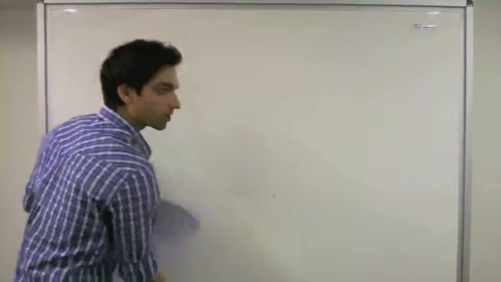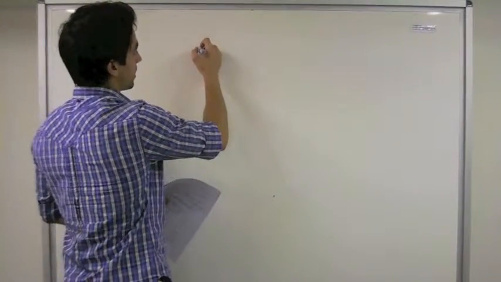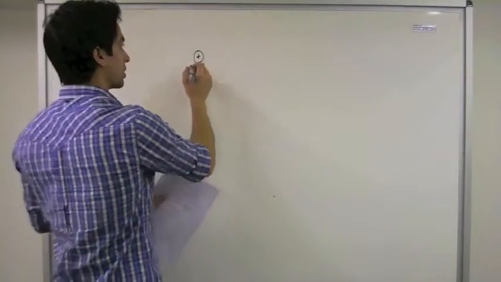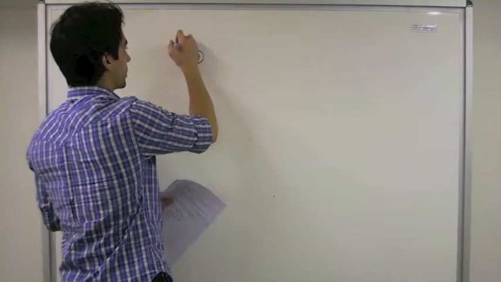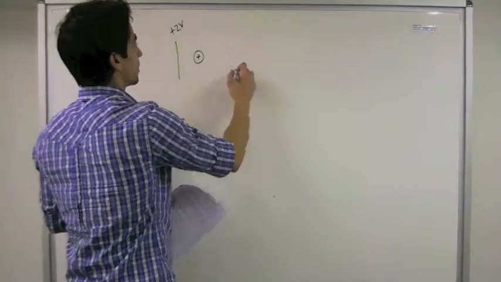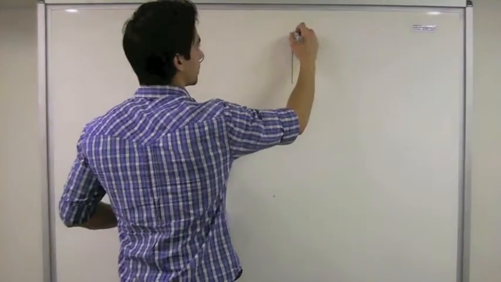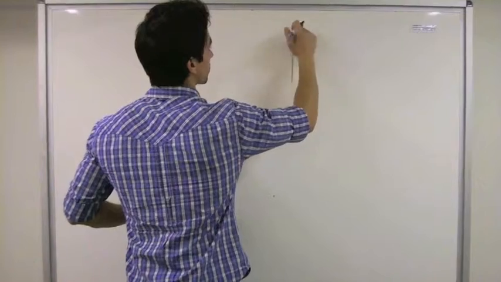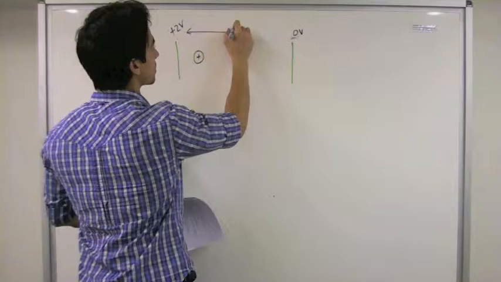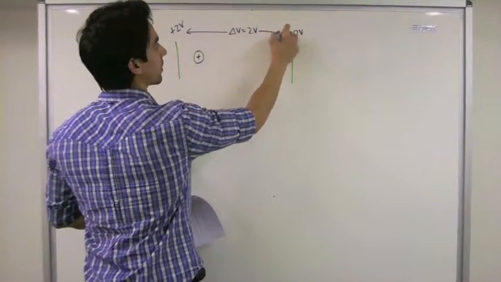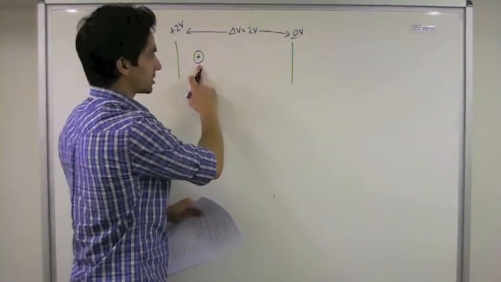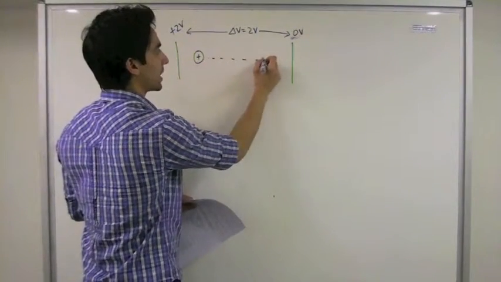that there is a positive charge, one positive charge, 1 unit of charge, and it's moving from a potential of positive 2 volts to 0 volts. So the potential difference across this is 2 volts. Now, due to this potential difference, this charge is going to be accelerated. It will gain energy.